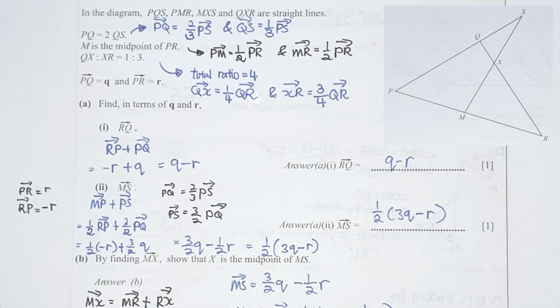For question 18, a couple of things are written down. PQ equals 2QS, which translates into PQ equals 2 over 3 of PS and QS equals 1 over 3 of PS. The other thing is M is the midpoint of PR, which means PM equals half of PR and MR equals half of PR. QX to XR is 1 to 3, which translates into QX equals 1 over 4 of QR and XR equals 3 over 4 of QR.